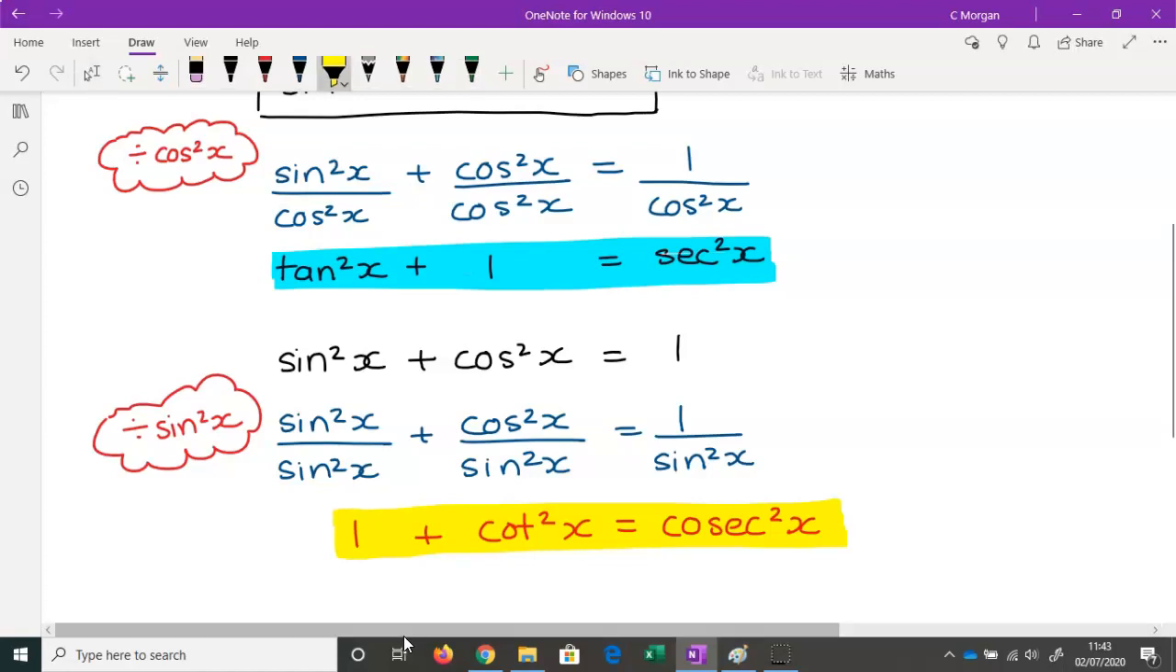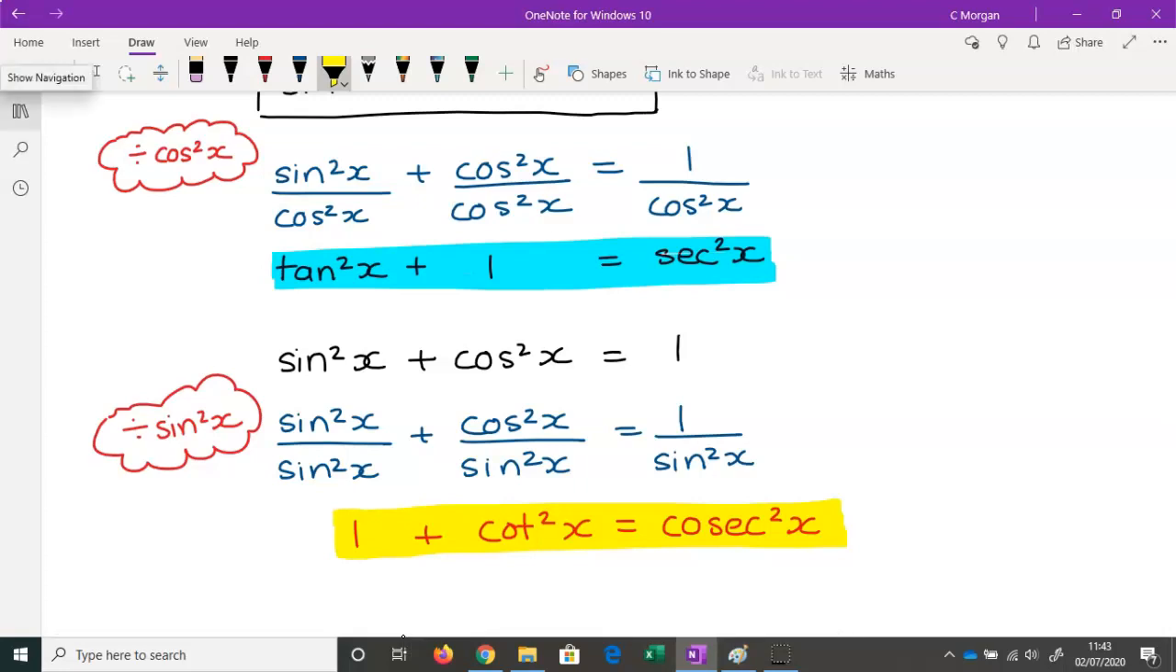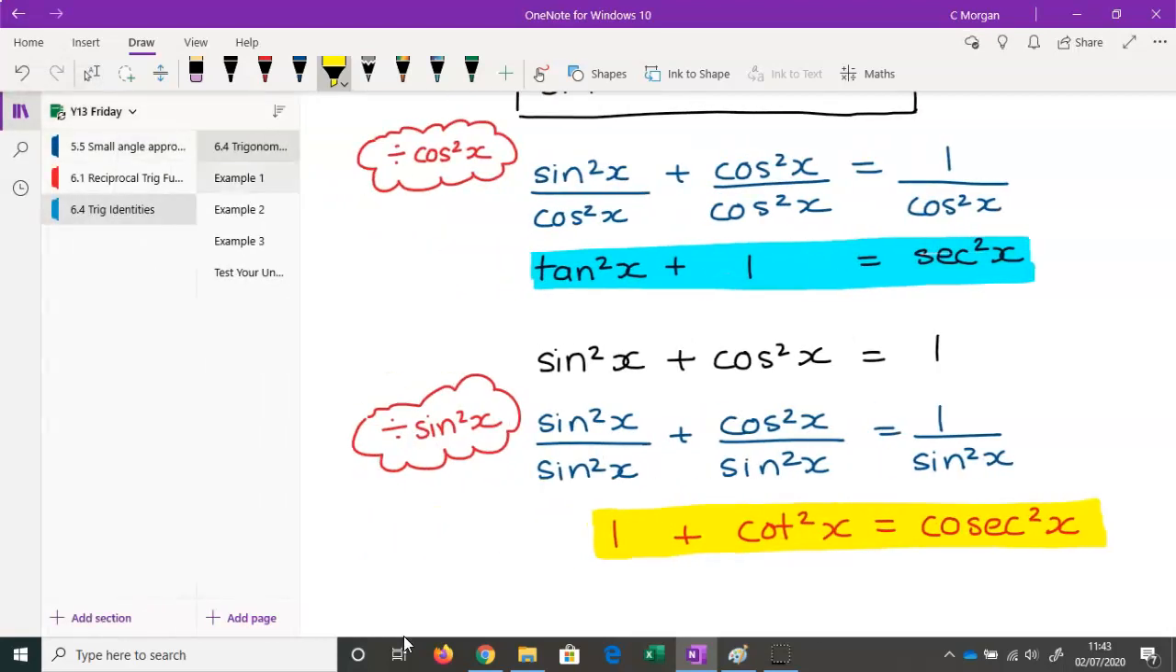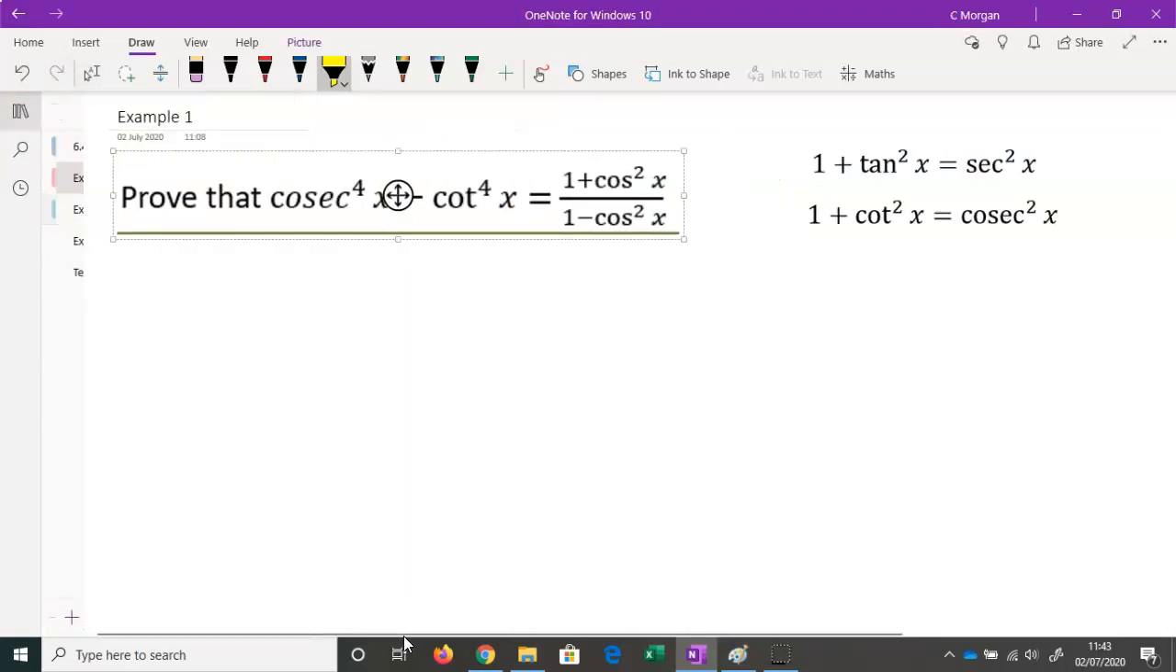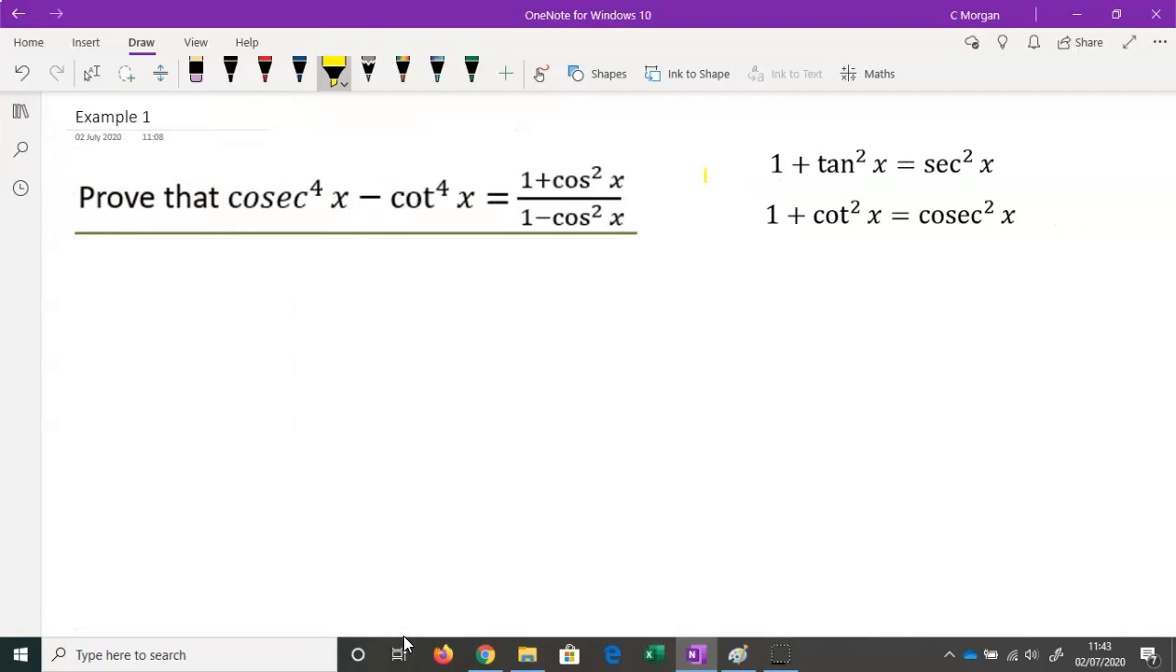Okay. So why do we need to use those identities? Well, they can be very useful in solving trig equations, and they can also be useful in proving certain facts or identities. Now, example 1 says prove that cosec to the power of 4 x, subtract cot to the power of 4 x, is the same as, equals, or identical to 1 add cos squared x over 1 subtract cos squared x.